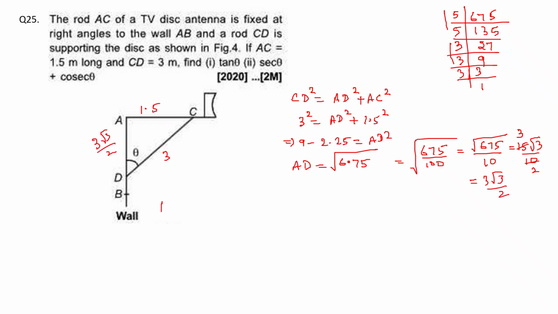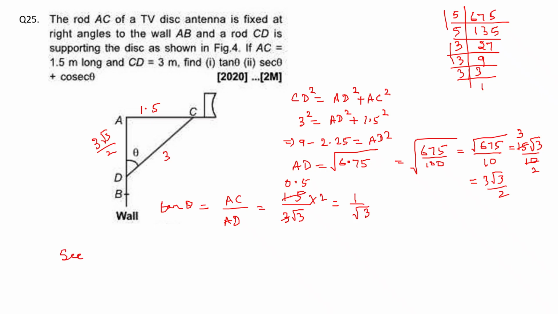Now I have to find tan theta. So tan theta will be AC by AD. So AC is 1.5, and AD is 3 root 3 by 2, which will come here. So 3 times 0.5 and 0.5 into 2 is 1 by root 3. This is your tan theta.